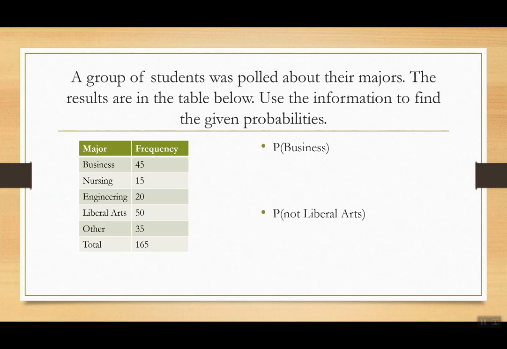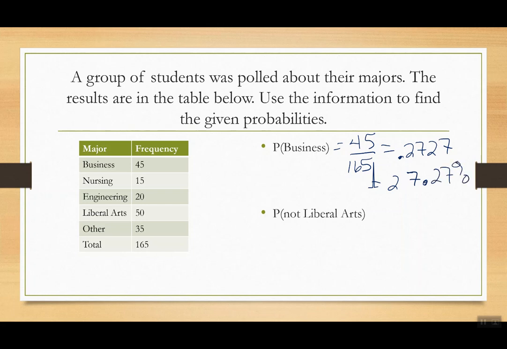All right, so the probability of business, I can see there are 45 business majors out of the 165 students. When you put that in your calculator, let's say we do 4 decimal places, so I get 0.2727, which we could also call 27.27%.